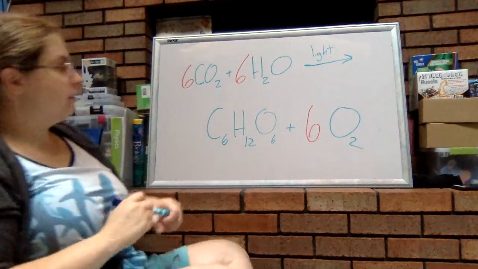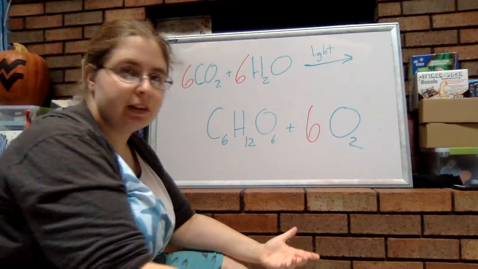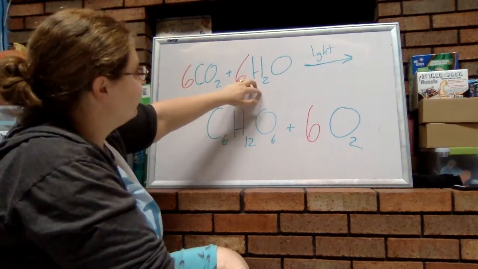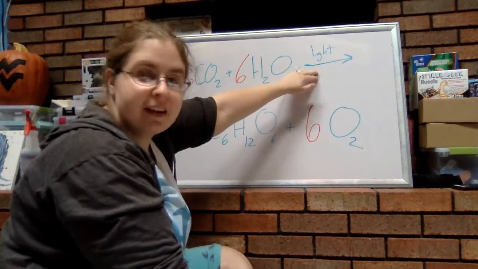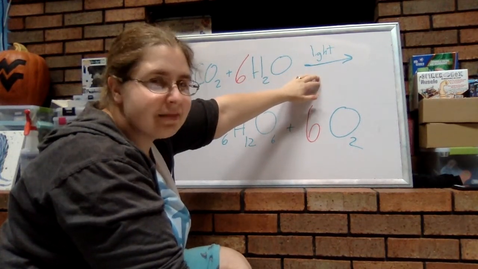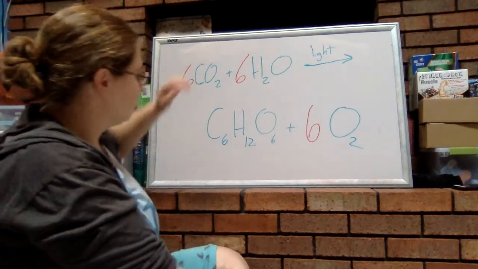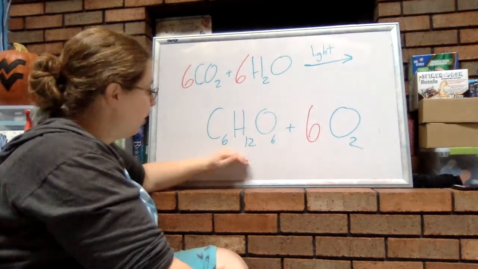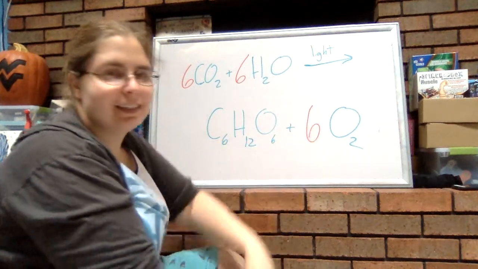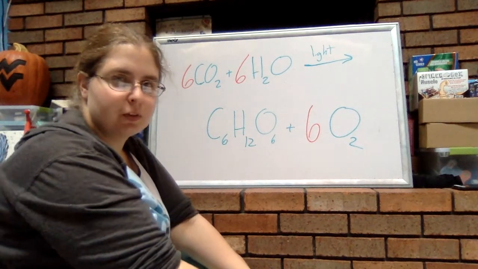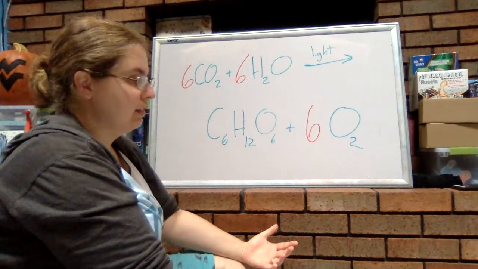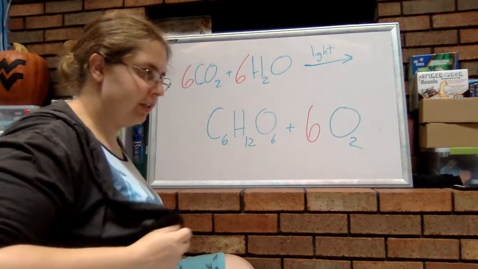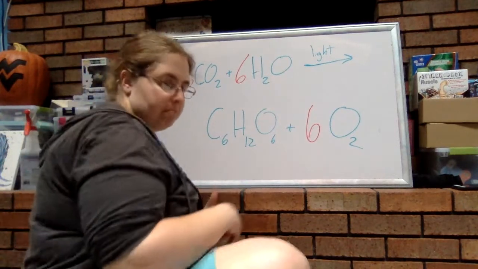So this is the reaction for photosynthesis. 6 carbon dioxide molecules plus 6 water molecules. With sunlight, we have this energy that activates the reaction, and will give us the products of 1 glucose, C6H12O6, so 1 glucose molecule plus 6 oxygen gas molecules. So that's the reaction. Now we're going to talk about the different parts of it, and then we'll do a summary, and that'll be it. Hopefully, you'll be a little more educated.